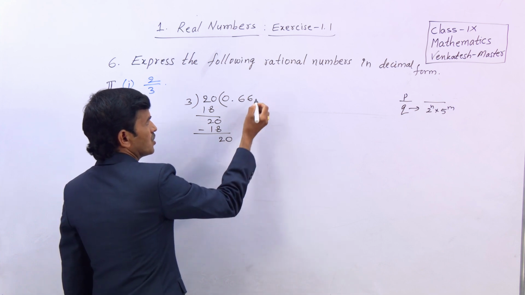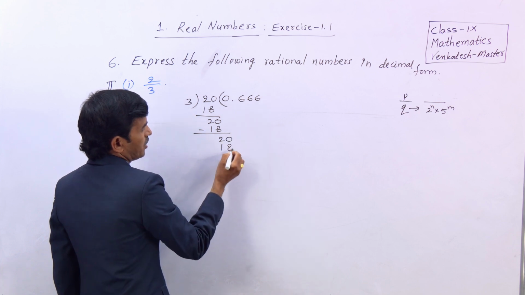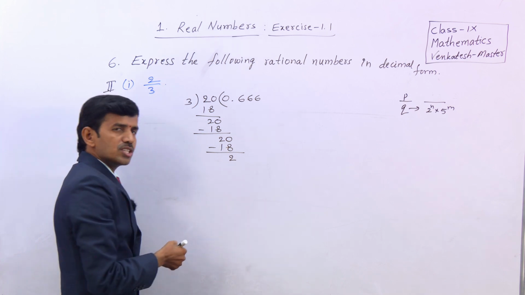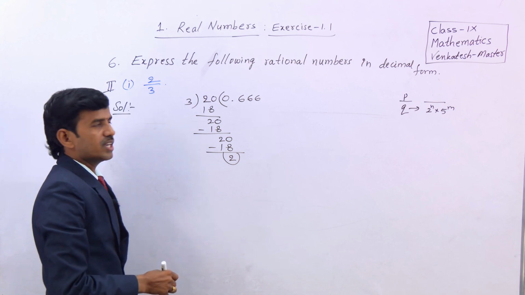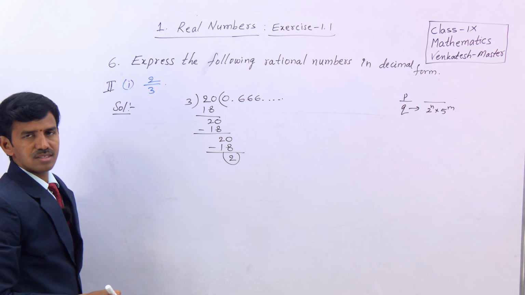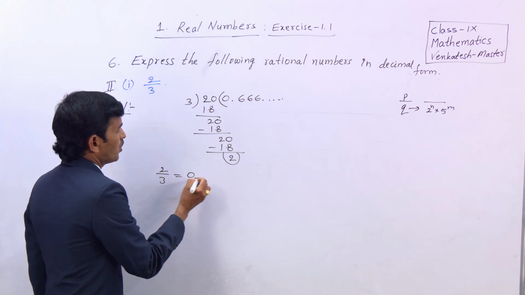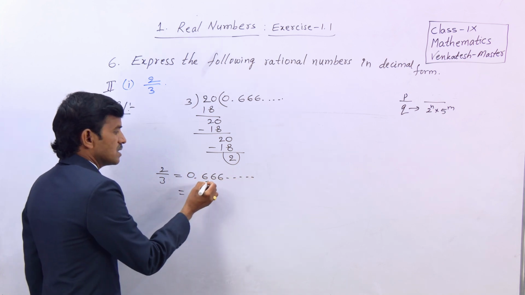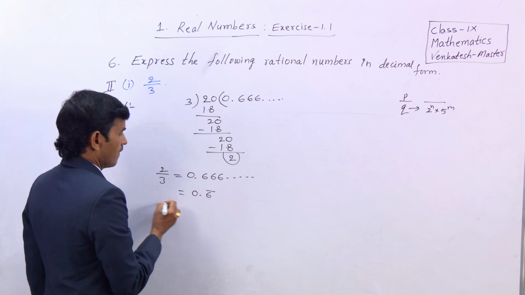And in this case also 0 if you consider. How many times is it possible? 3 6s are 18. In this case also again you are getting 2. So if you continue this process, you will get 2 as remainder every time, and in the quotient you will get 6 continuously, repeatedly. So 2 by 3 can be written as 0.666 and so on. As 6 is the repeating decimal, we can write it as 0.6 bar.